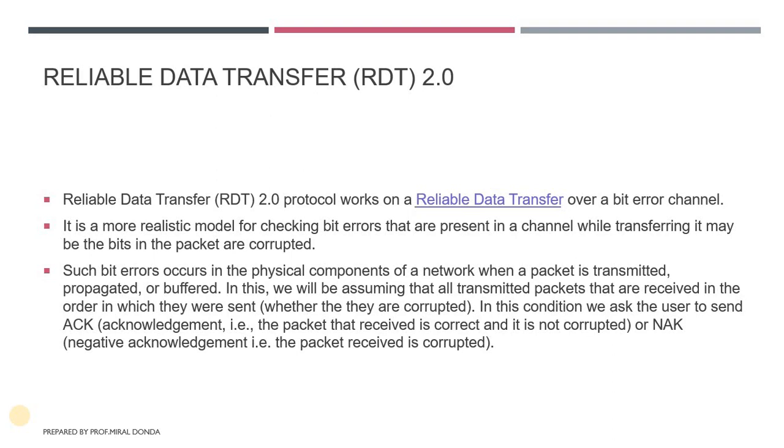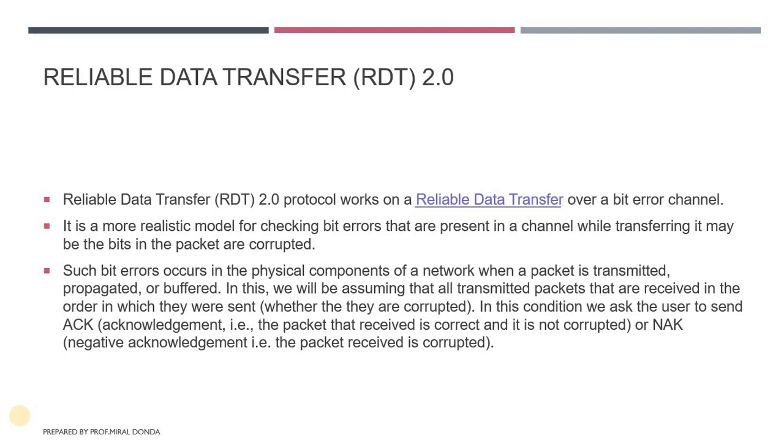It is a more realistic model for checking bit errors that are present in a channel while transferring data. Maybe the bits in the packets are corrupted. So to check if the packet received is corrupted or not, RDT 2.0 is used. Such bit errors occur in physical components of the network when the packet is transmitted, propagated or buffered.